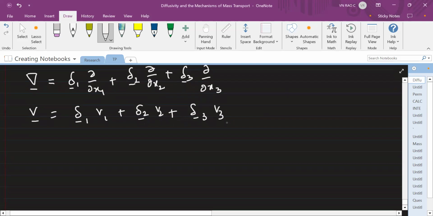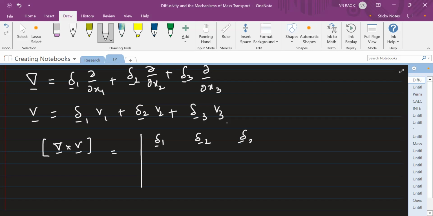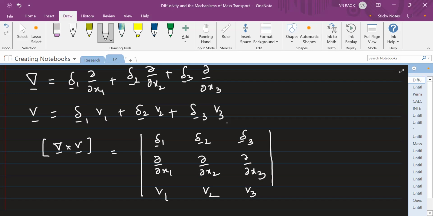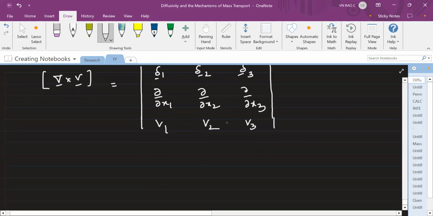Now the cross product. The cross product of these two, inclusive of square brackets, would be a determinant. So this is delta 1, delta 2, delta 3. The first vector has dou by dou x1, dou by dou x2, dou by dou x3. Next one, v1, v2, v3. If we can solve this, our problem is over.